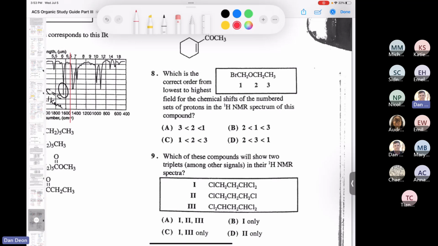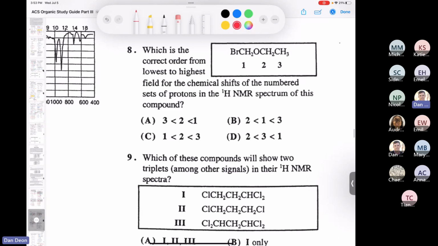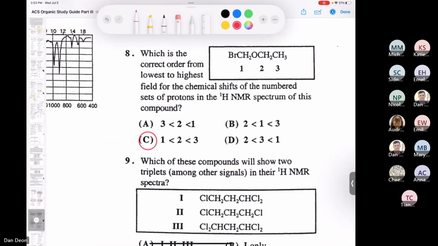So we're going from lowest to highest field. Highest field is going to be the least deshielded, and lowest field is going to be the most deshielded. So the one that's the most deshielded is going to be number 1, and it's going from lowest to highest. The answer eliminates it pretty quickly, but it has to be C, right? Going from 1 to 2 to 3 makes sense, going from low field to high field. So lowest field, we'll put here, is the most deshielded.